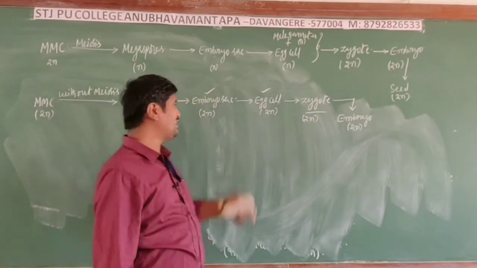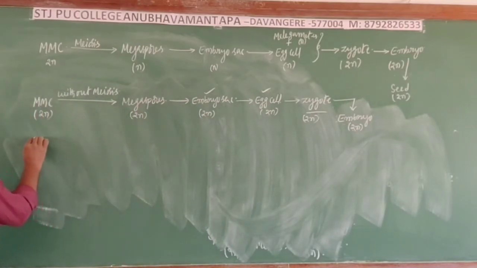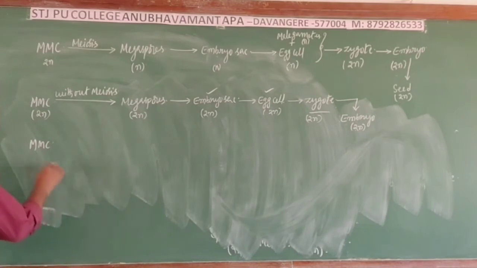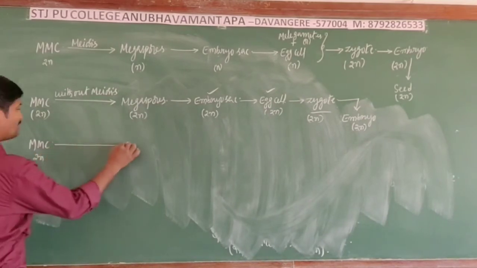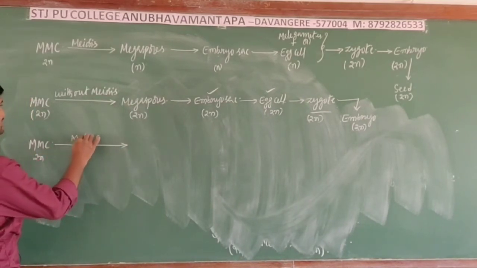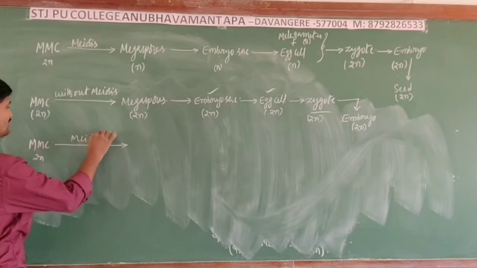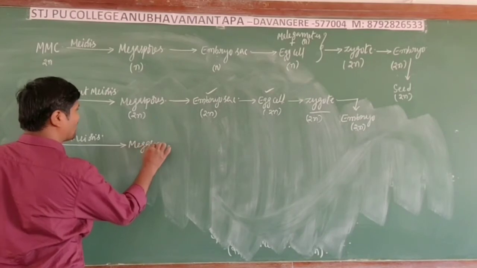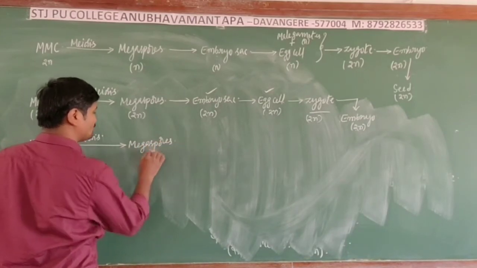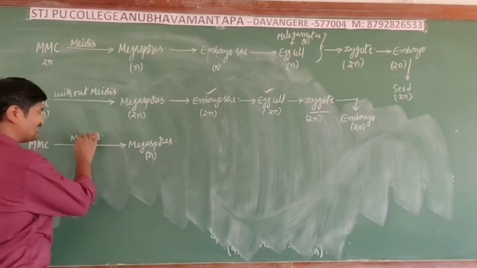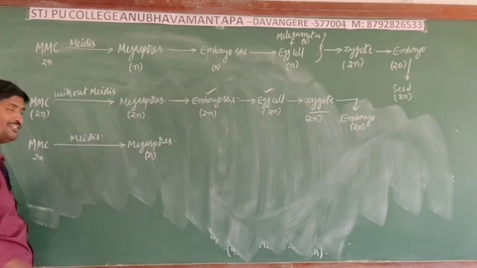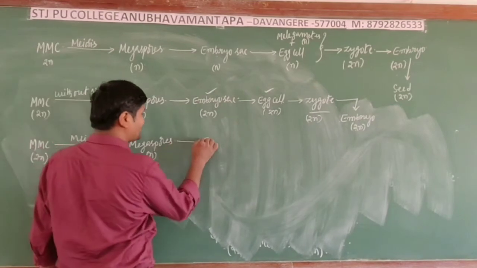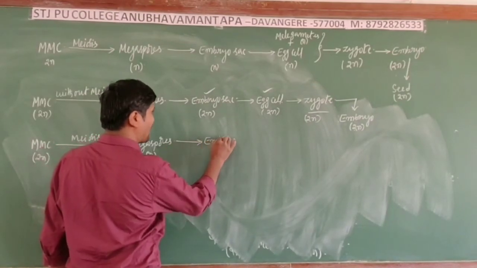Okay, take some other conditions. For example, the megaspore mother cell, 2N. Here meiosis cell division takes place and gives rise to the megaspores. These are haploid, because meiosis takes place in the diploid tissue of the megaspore mother cell. It gives rise to the haploid embryo sac.